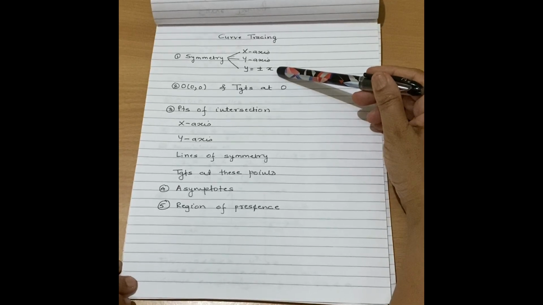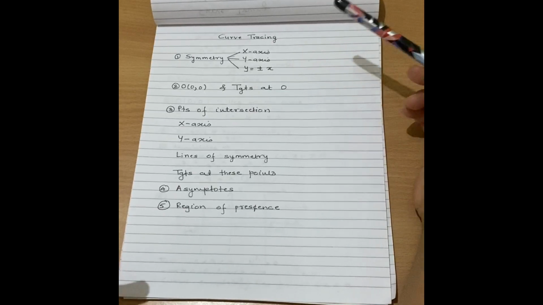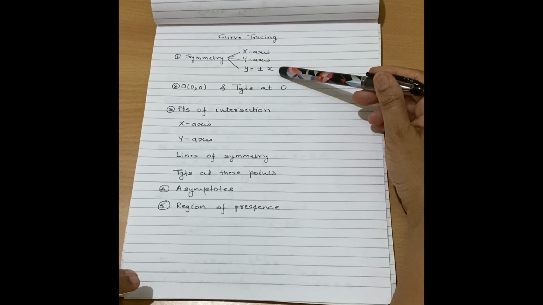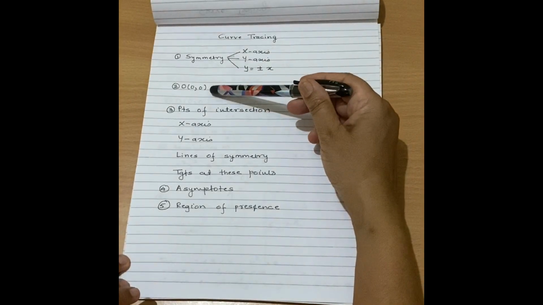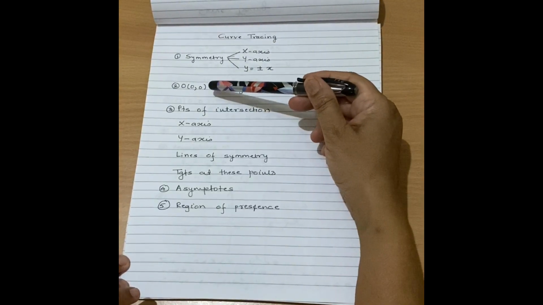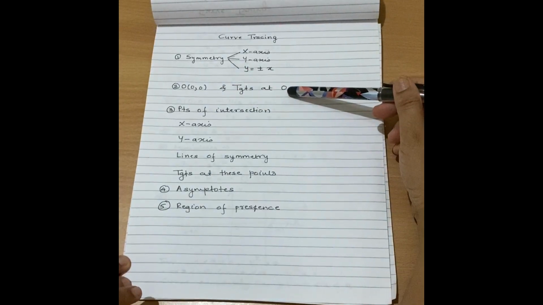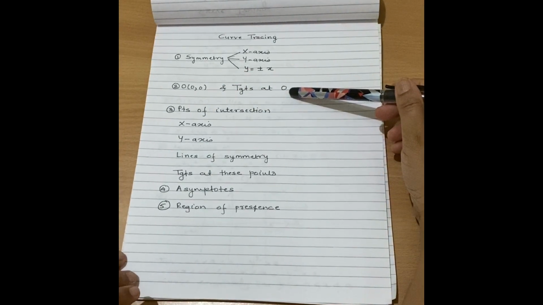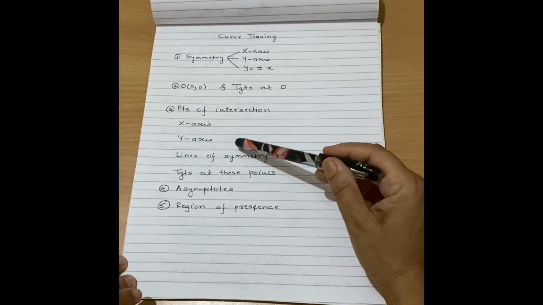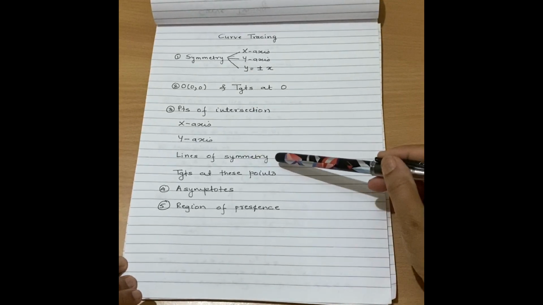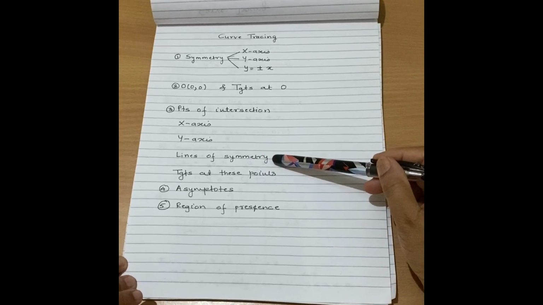Also, we would like to know do we have any other lines of symmetry, say for example y equal to plus minus x. Next, we wish to know whether origin lies on the curve or not, and if at all origin lies on the curve, we would like to know what are the tangents at the origin. Next point is to determine the points of intersection of the curve with the coordinate axis, x-axis, y-axis, and any other lines of symmetry for the curve.